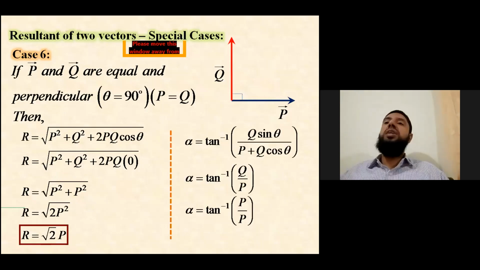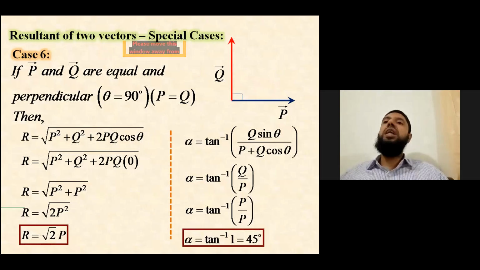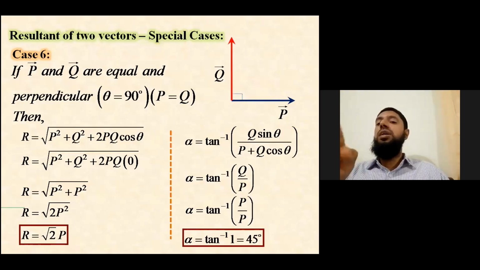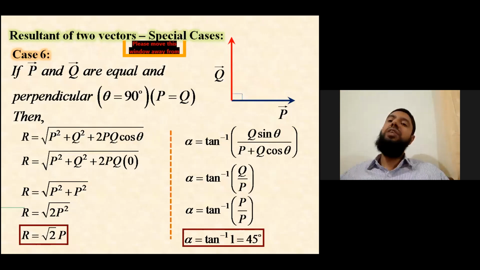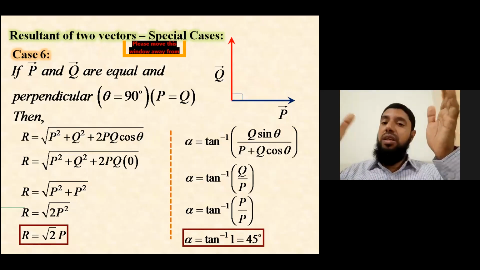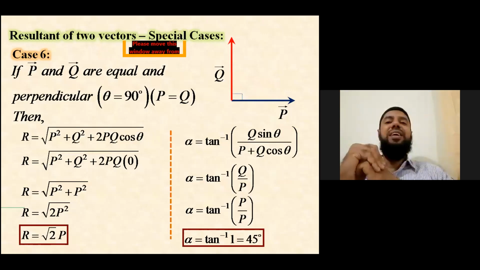See here, tan inverse of q by p, as we just read. If p and q are equal, p by p vanishes and we get tan inverse 1. Tan inverse 1 is 45 degree. We are going to use this relation in so many problems in second year content, in second year electrostatics numericals. We will get alpha as 45 degree. Then at an angle of 45 degree from the first vector, you are going to have the direction of the resultant.